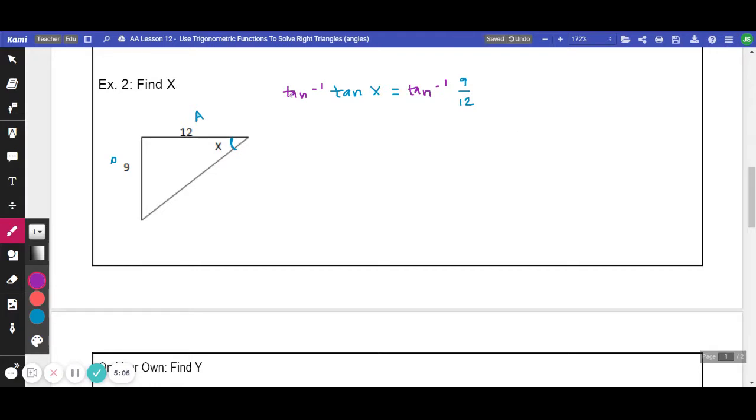So tangent and inverse tangent, they're inverses, they undo each other, so I'm just left with x equals, and then this side is calculator work. So second tangent gets me the little inverse, 9 divided by 12. Make sure to close your parentheses. I got 37 again.